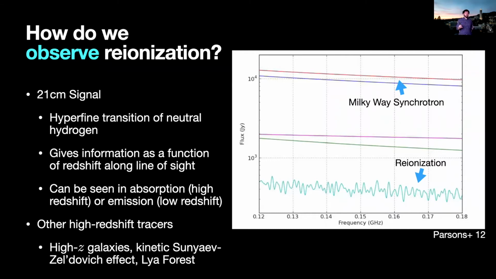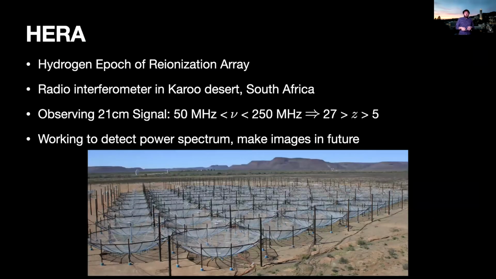So there's a lot of ways to observe reionization, and 21 centimeter is just one potential way to do that. But it certainly has the largest potential to give you a tremendous amount of information. So I'll be spending most of the talk focusing on the 21 centimeter signal. But if you have questions about other ones, I'm of course happy to chat about some of these other observational tracers.